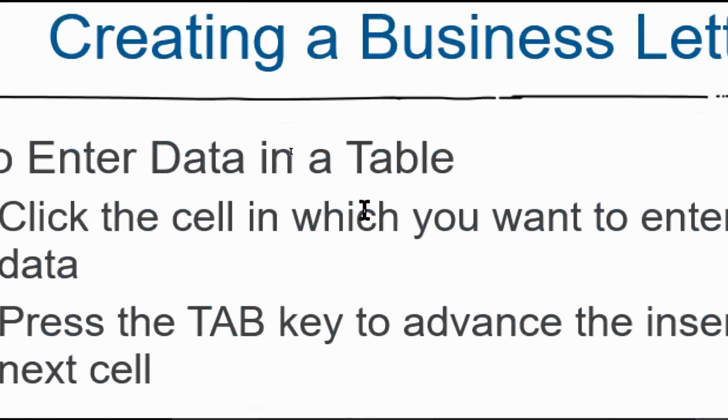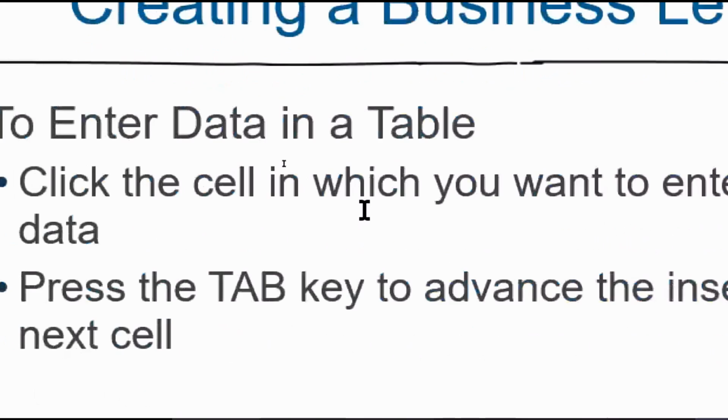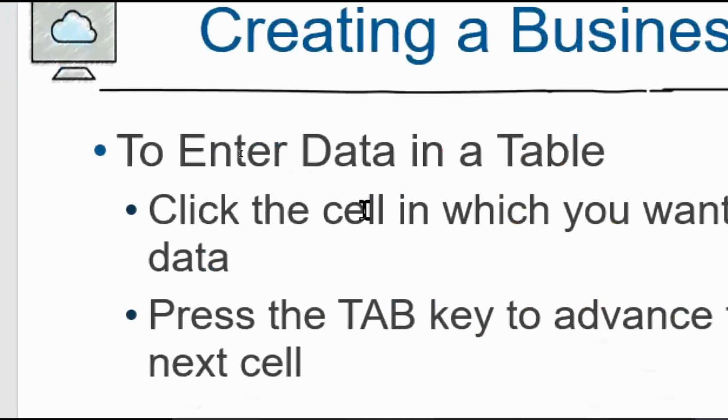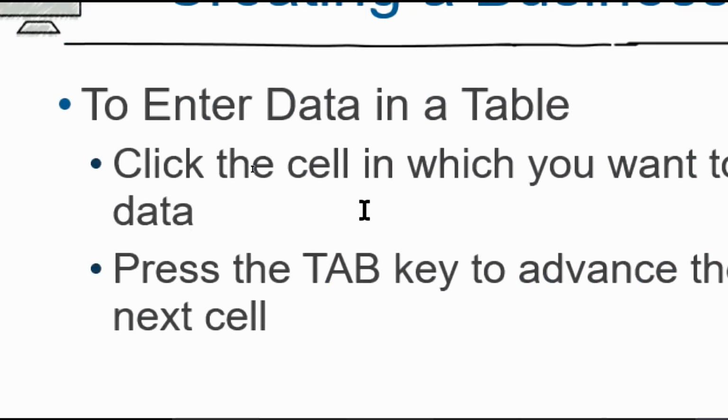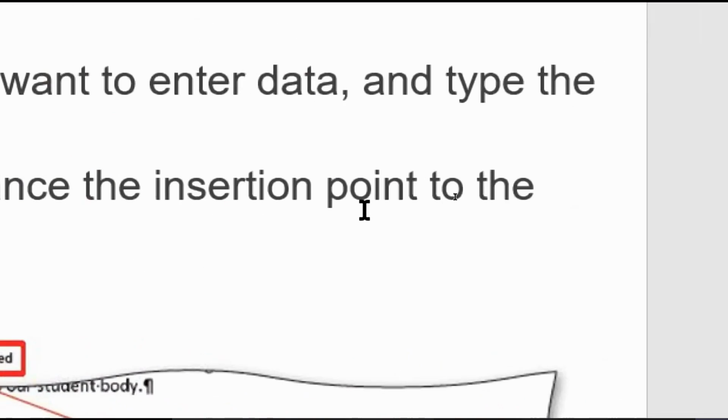Entering data into a table is as simple as clicking in one of the cells. That's what we call the rectangles, the entry slots in your table. Whatever you want to refer to them as. Word calls them cells because Excel calls them cells too. And once you've entered data for one, you can press the Tab key to advance to the next one.